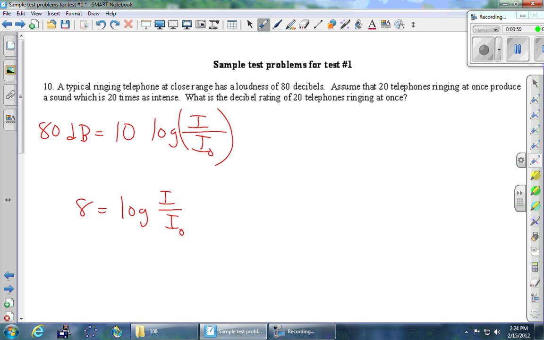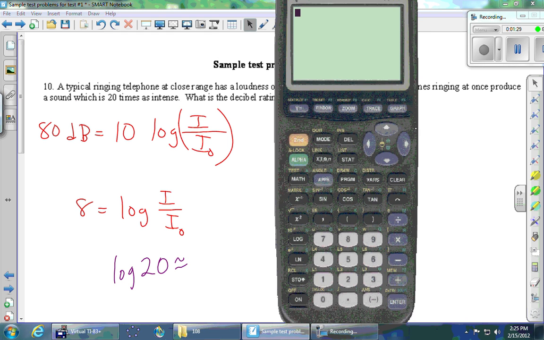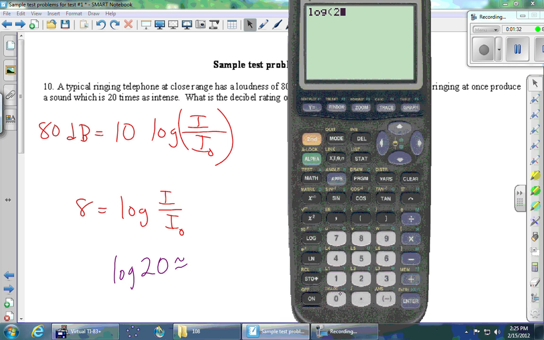And so one thing that you might remember as a shortcut is that if you multiply the intensity by 20, then the log goes up by the log of that number, the log of 20. So if I find the log of 20, which I can type on the calculator, we get about 1.3.